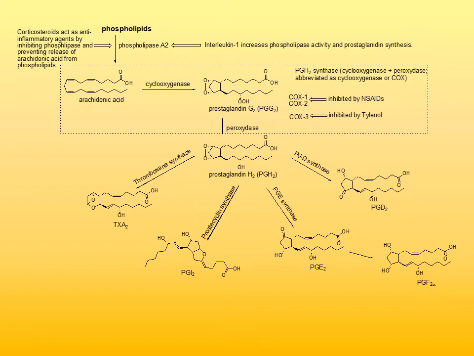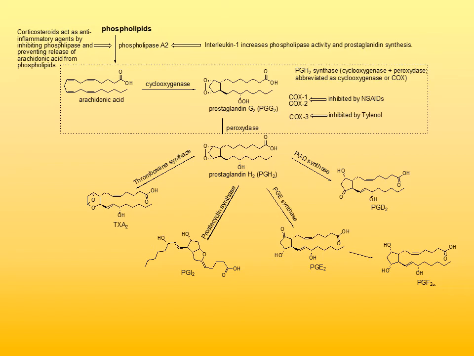And the same way inhibitors like corticosteroids act, they also prevent synthesis of prostaglandins and thromboxanes by preventing release of arachidonic acid from cell membranes by inhibiting phospholipase A2. And of course, conversely, interleukin-1 increases the phospholipase activity and increases synthesis of prostaglandins. Now, arachidonic acid is converted by the action of the enzyme cyclooxygenase into prostaglandin G2, PGG2.